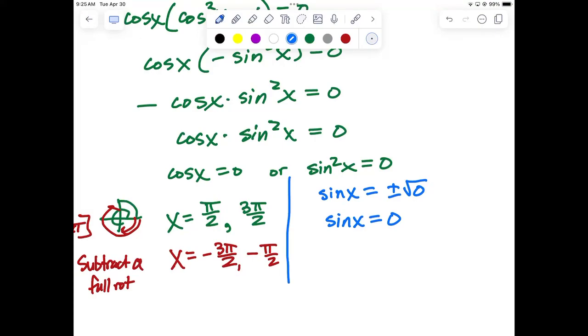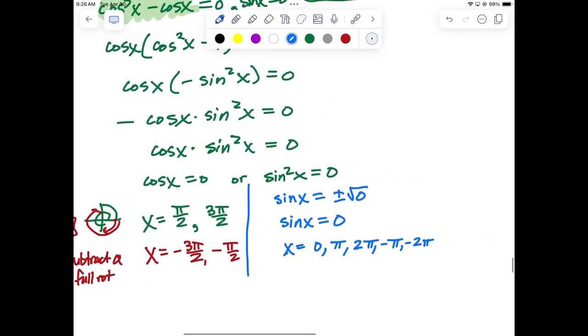Now, where is sine equal to 0 between 0 and 2 pi? 0, pi, 2 pi, and then there would be negative pi and negative 2 pi. Holy moly, 5 solutions? So do we have 9 solutions overall?